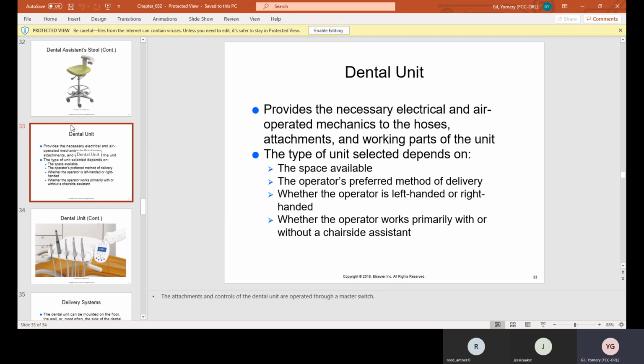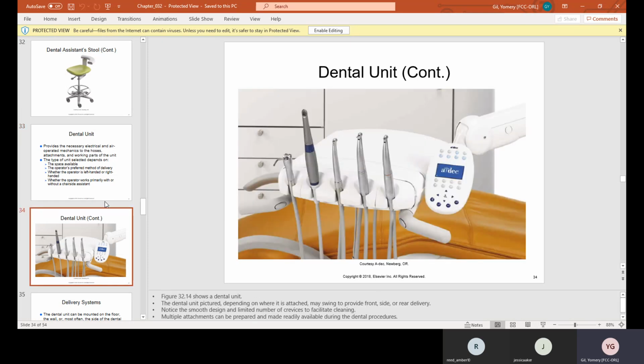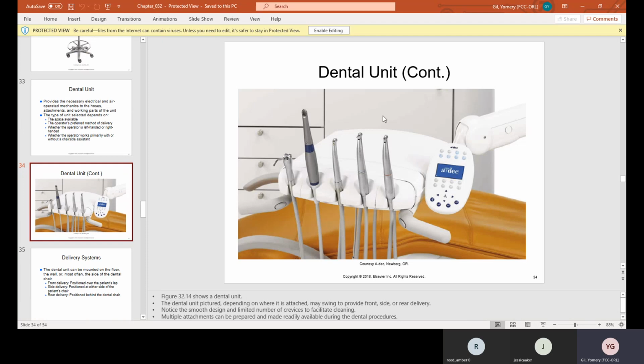The dental unit provides the necessary electrical and air-operated mechanics to the hoses, attachments, and working parts of the unit. The type of unit selected depends on the space available, the operator's preferred method of delivery, whether the operator is left-handed or right-handed, and whether the operator works primarily with or without chair side assistance. So there are doctors that don't even use assistants. So this is the dental unit.